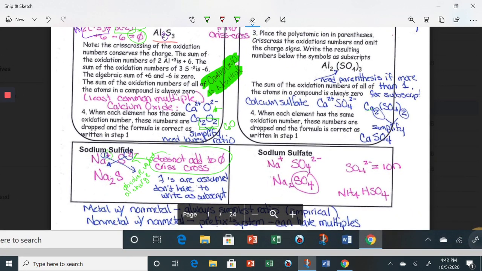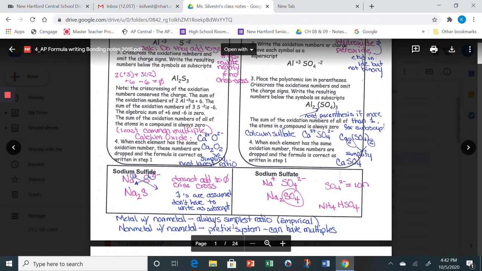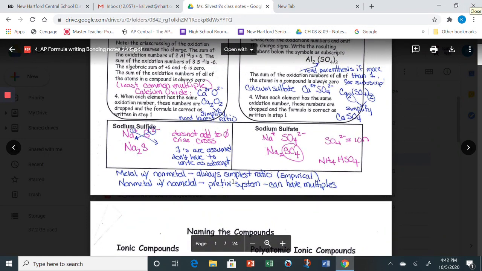So, a little bit below, on the bottom of this note, and I'll have to get to that bottom page of the note here. If you notice the very bottom, it says a metal with a nonmetal. You will always have the simplest ratio. That's called an empirical formula. We'll learn more later on empirical formulas. But terminology is key. If you can tuck away in your brain, empirical means simplest ratio. You will always have the simplest ratio for a metal with a nonmetal. The only time you have something funky with that is if you have a peroxide or a mercury 1 ion.